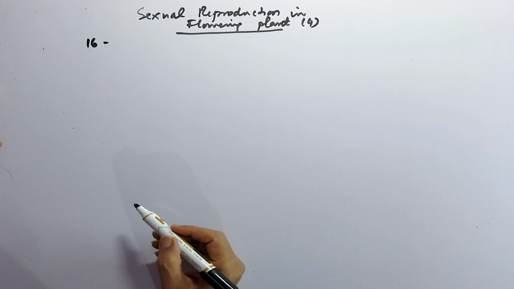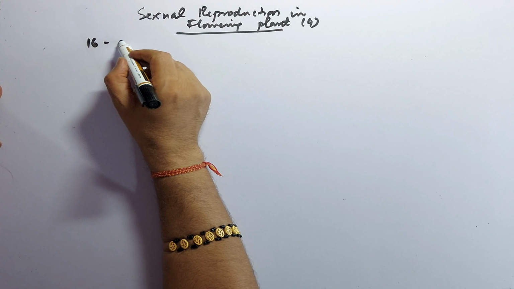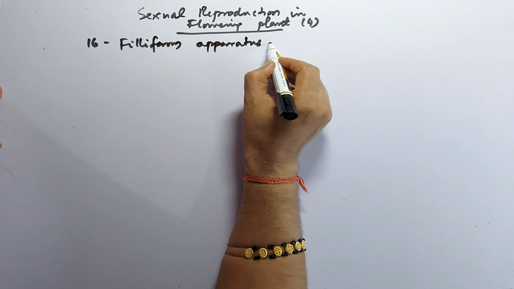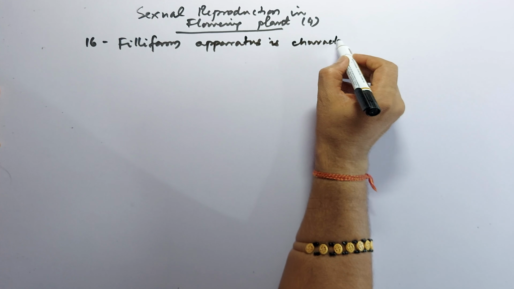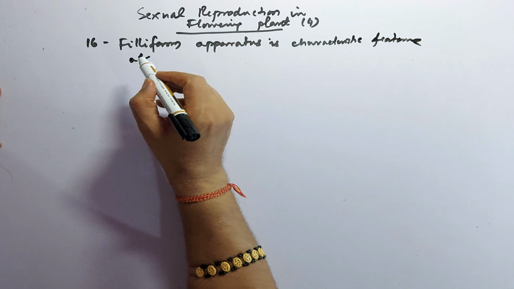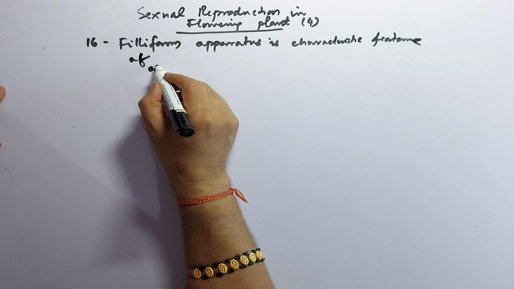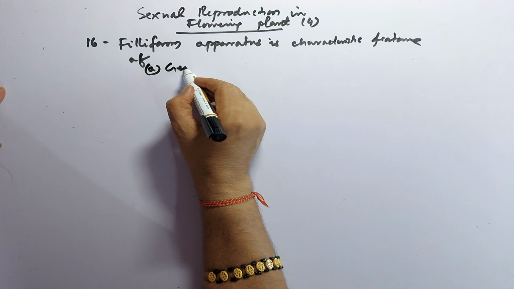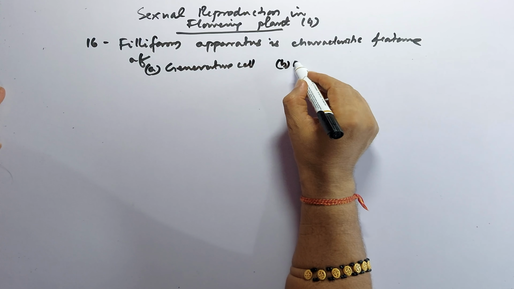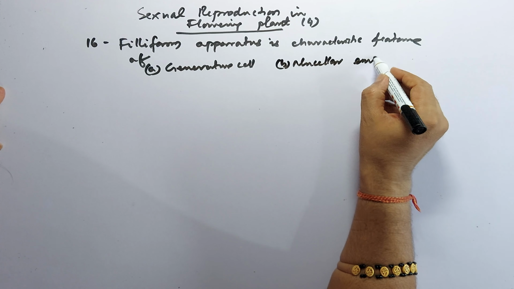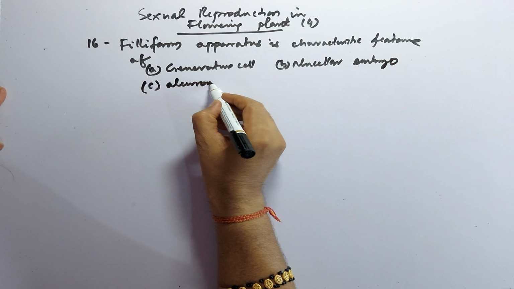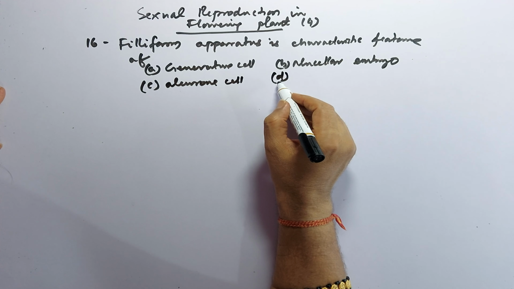Question number 16. Filiform apparatus is characteristic feature of: A option, generative cell; B option, nuclear embryo; C option, aleurone cell; and D option, synergids.